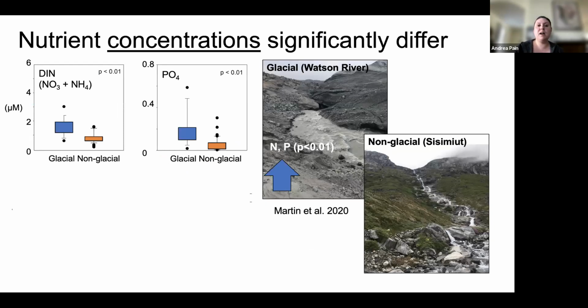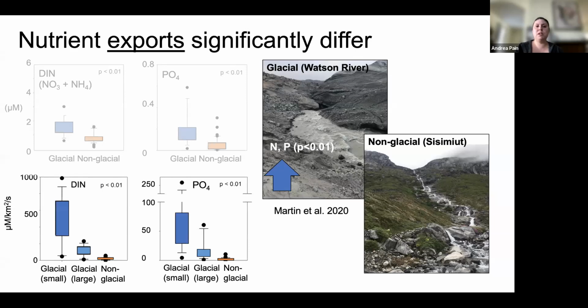These box plots show the combination of all the different glacial sites and the non-glacial sites that we visited over 2017 and 2018, showing the concentration of dissolved inorganic nitrogen, so nitrate plus ammonium, and phosphate. Even in this broad brush approach, just looking at the distribution of concentrations, we see that the glacial system has significantly greater concentrations of both dissolved inorganic nitrogen and phosphate than the non-glacial systems.